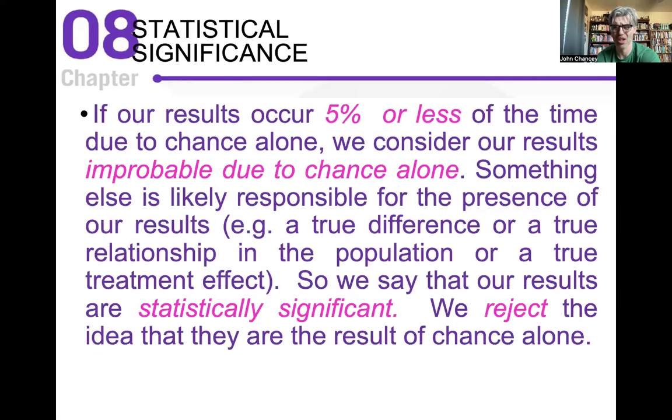So here's another way of looking at it, knowing what that 5% value means. If our results occur 5% or less of the time due to chance alone, we consider our results improbable due to chance alone. Something else is likely responsible for the presence of our results. In this case, a true difference or a true relationship in the population or a true treatment effect. So we can say that our results are statistically significant. We reject the idea that these are the results of chance alone.